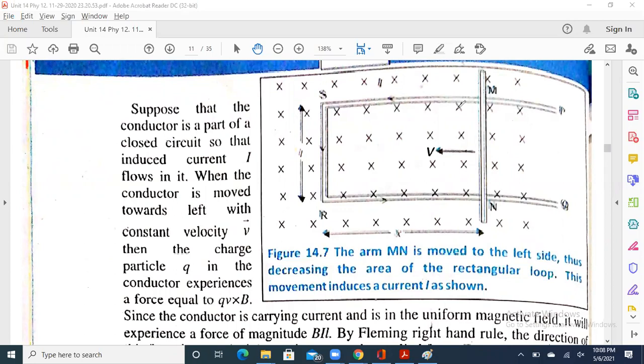Can you tell me what we have studied today? Sir, static EMF and induced EMF. Okay. So what is the difference between these two quantities? Sir, static EMF, static means rest.